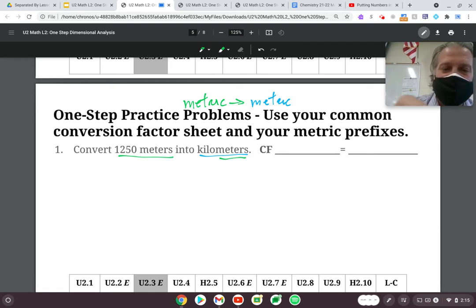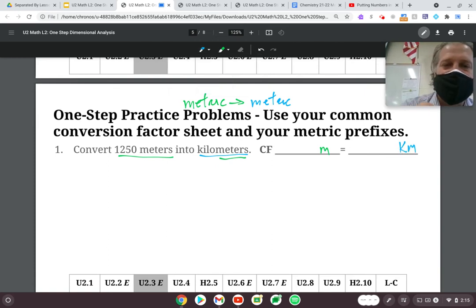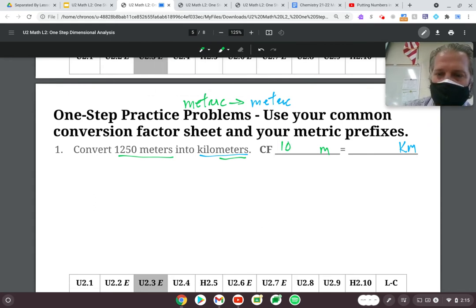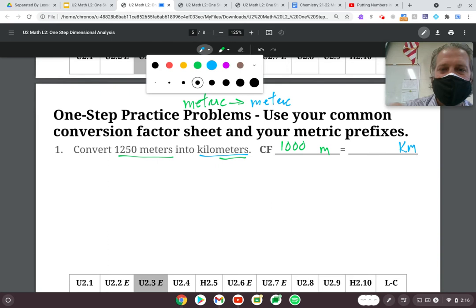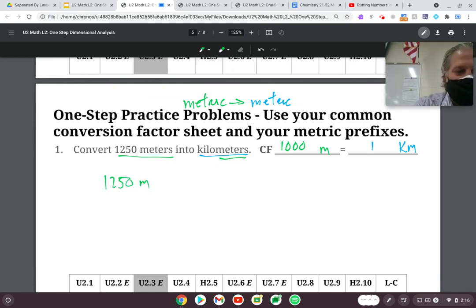So I'm going to set up my conversion factor. So I'm going to have meters, and I'm going to try to remember what makes kilometers and meters the same. And this is one of the few relationships that you have to memorize, okay? And so in this case, hopefully you will remember that 1,000 meters is equal to 1 kilometer, okay?